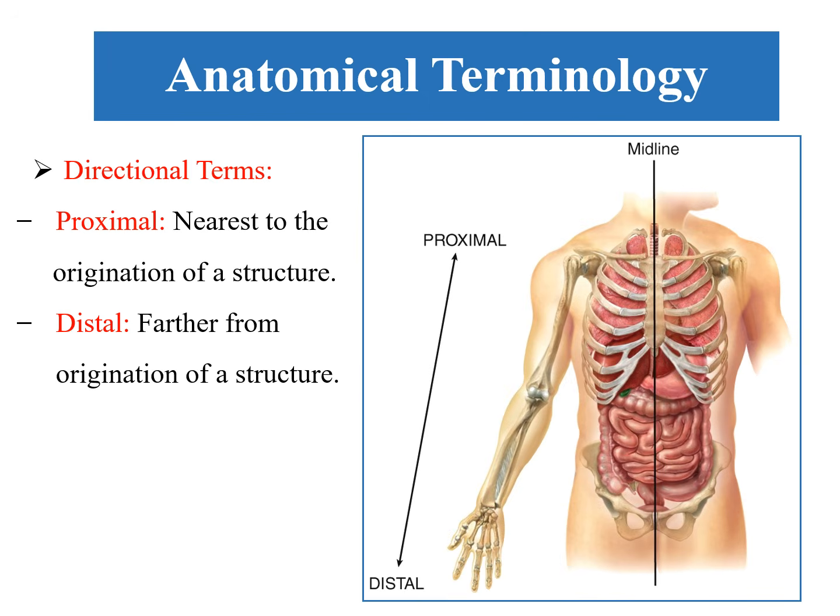The other pair of directional terms that we have to talk about include proximal and distal. Proximal means a structure is nearest to the origination of another structure. For example, the humerus is proximal to the radius. The shoulder joint is proximal to the humerus. Then when talking about distal, you mean that a structure is further away from the origination of another structure. The best example I can give here are the fingers. The phalanges are distal to the wrist joint.